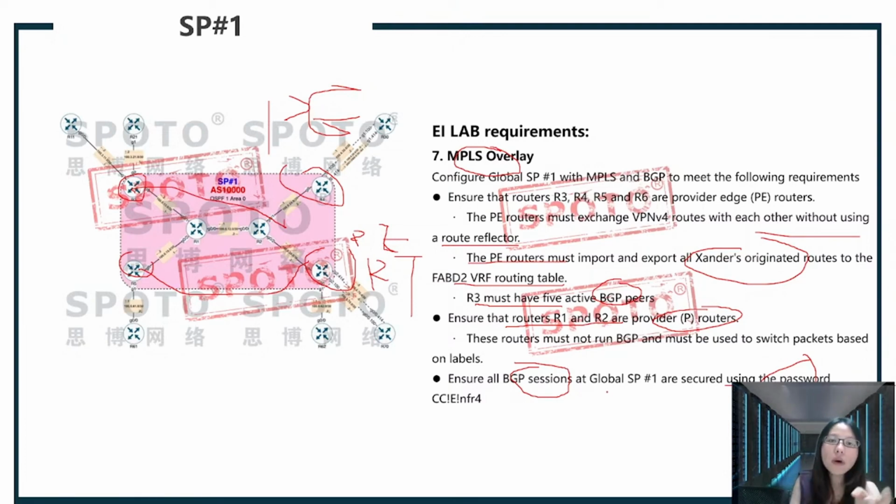But if you want to know more complete requirements about the routing and switching, you can contact our admin to get the complete demo.